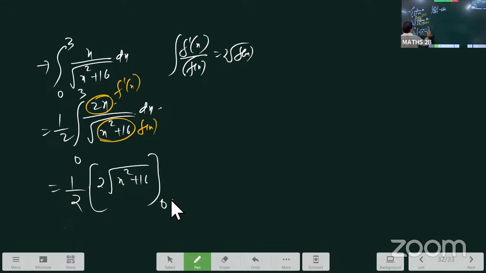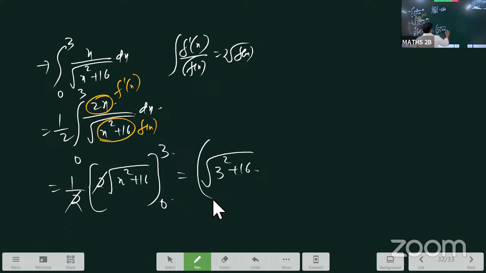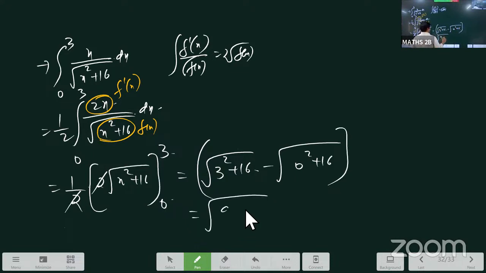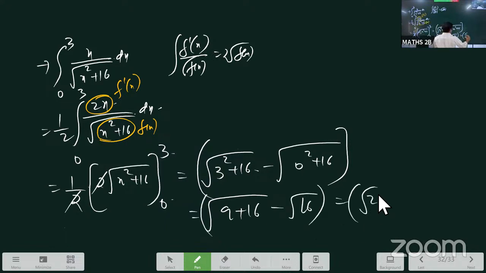What are your limits? 0 to 3. Now 2 gets cancelled. Under root of 3 square plus 16 upper limit minus under root of 0 square plus 16 lower limit. 9 plus 16 is 25, root 25 minus root 16. So the answer is 1.